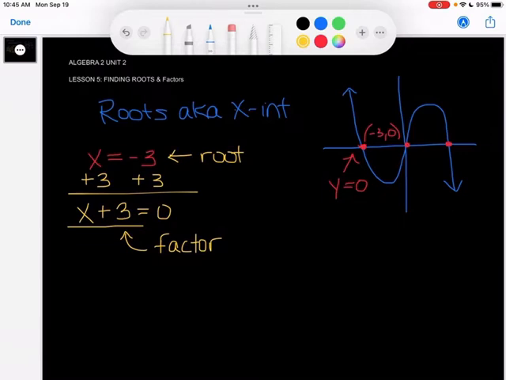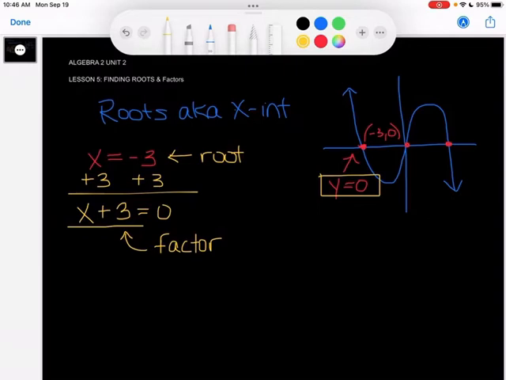Well, to find these, we want to know where y equals 0. Again, no matter where you cross the x-axis, y is going to equal 0. So just keep that in mind. Now, we talked about in the last unit, the last lesson, the rational root theorem. It gives you a list of all the possible rational roots. That's all the possible places it could cross the x-axis that are rational numbers.